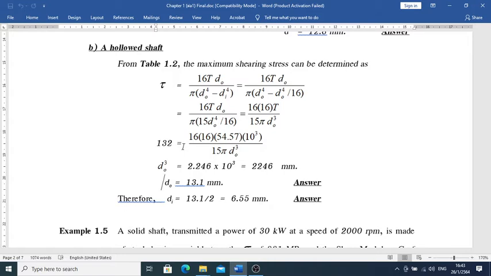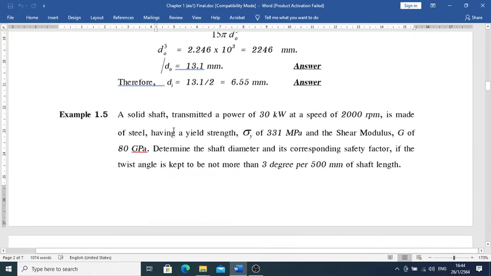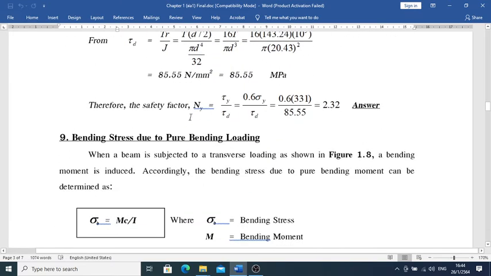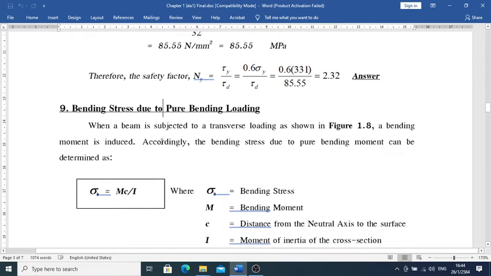Okay. And then example 1.5 is another thing that you guys should think about. Have a look at it by yourself. Okay, another example. Let's go for another type of stress that we call bending stress, of course.